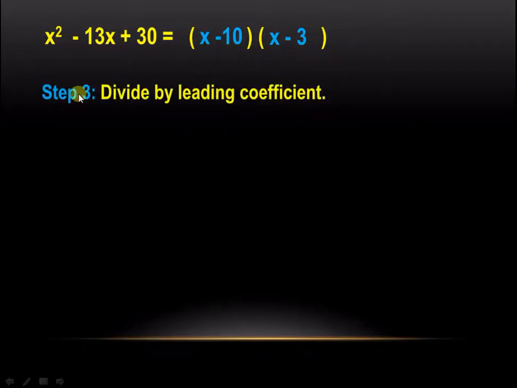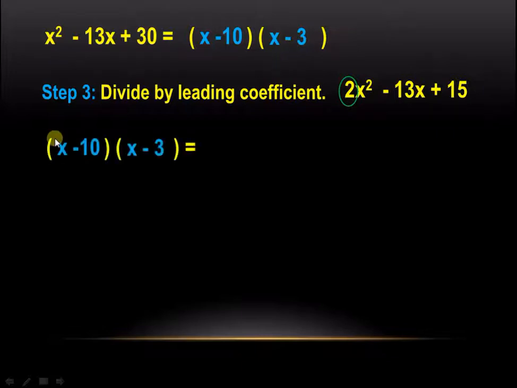Now, we're going to have the last step, this third step, which is divide by the leading coefficient. Remember that the original given is 2x squared minus 13x plus 15, and the leading coefficient is 2. So this 2 will be used to divide those numbers from our factors. So we divide the minus 10 by 2, and the minus 3 by 2. So this will look like this: x minus 10 over 2 and x minus 3 over 2.